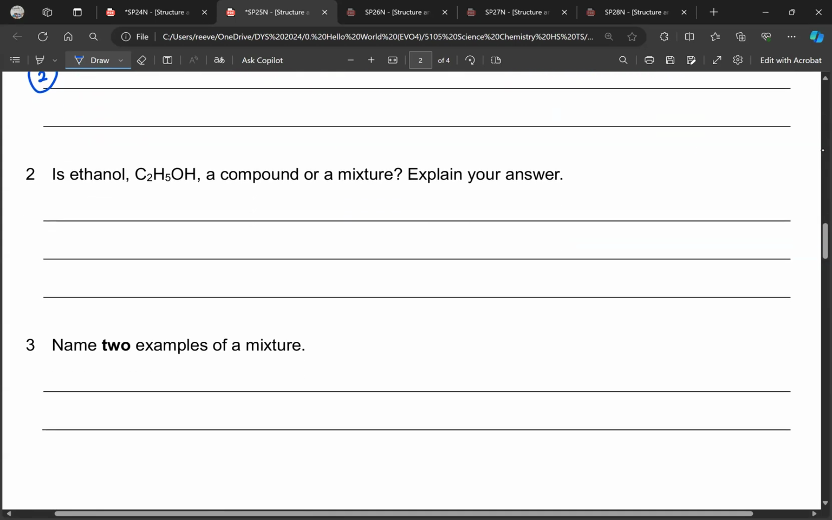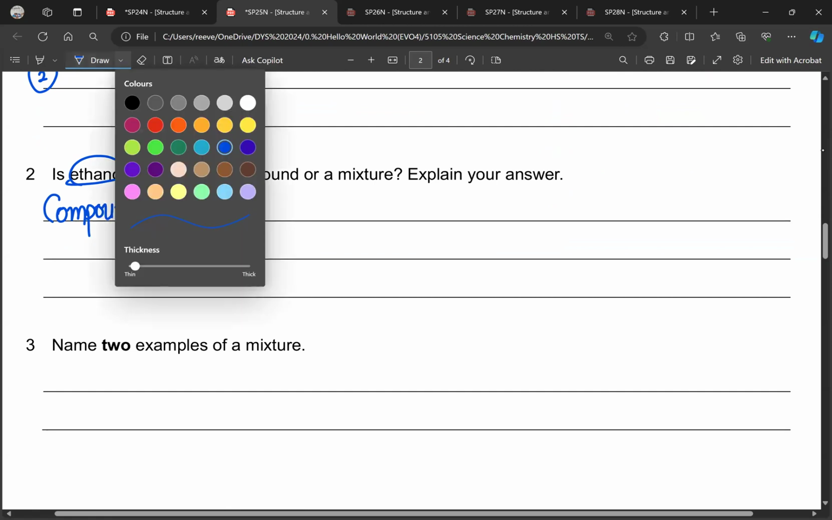Okay, next. Part 2, question 2. Is ethanol a compound or a mixture? Explain your answer. Well, how do I know? First of all, what is ethanol? If I don't even know what ethanol is, how do I know it's a compound or a mixture? So ethanol is a compound. How do I know? Is there any clue?